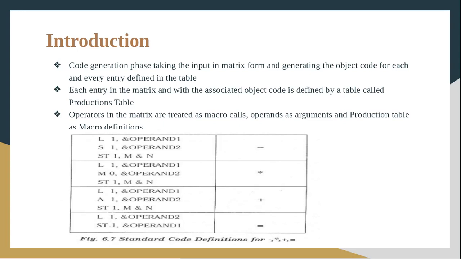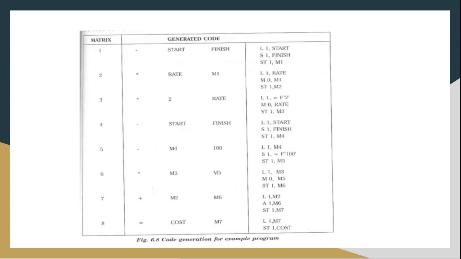So in this place we have to place the real arguments. The real arguments are start and finish. So the real values are start and finish. In the place of operand 1, substitute start. In the place of operand 2, you can substitute finish. So we have generated the object code for the first matrix line. Similarly, we can generate the object code for the next matrix line 2.